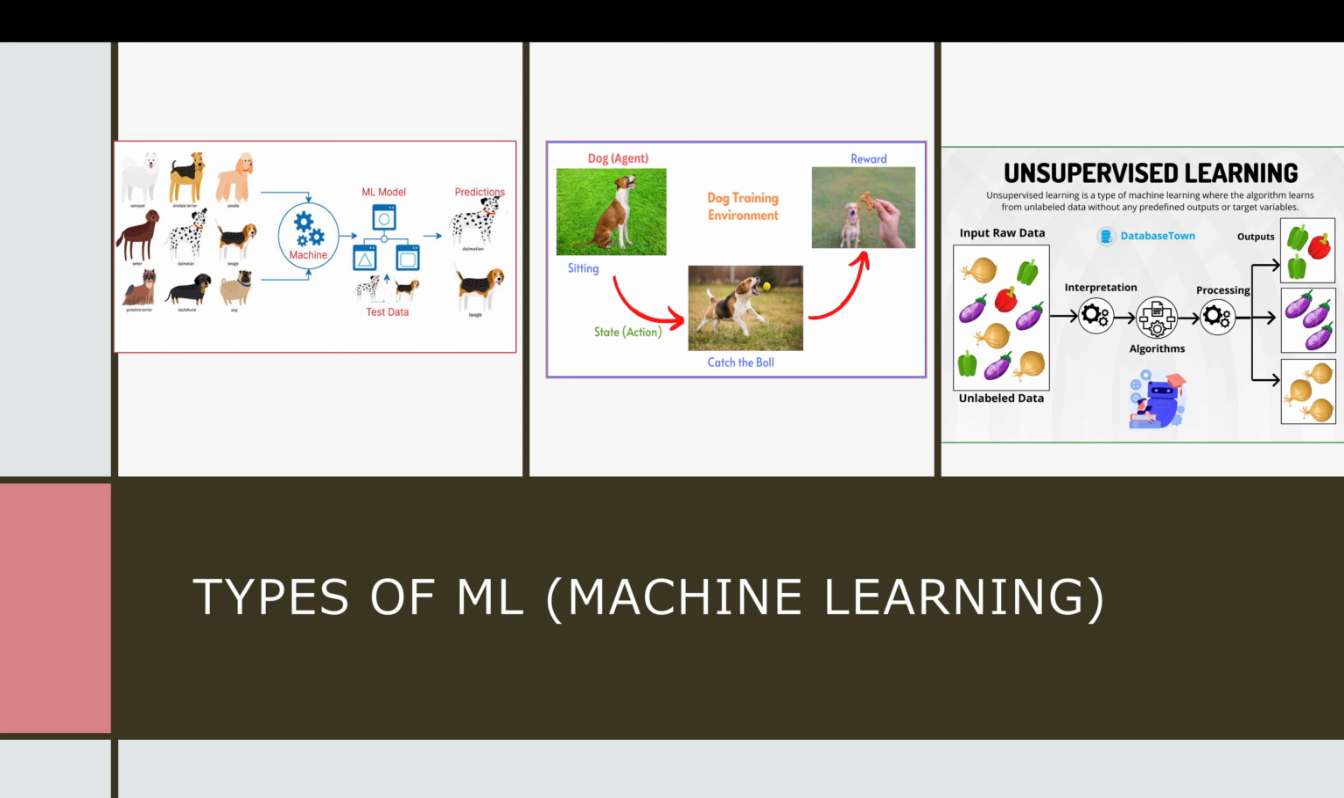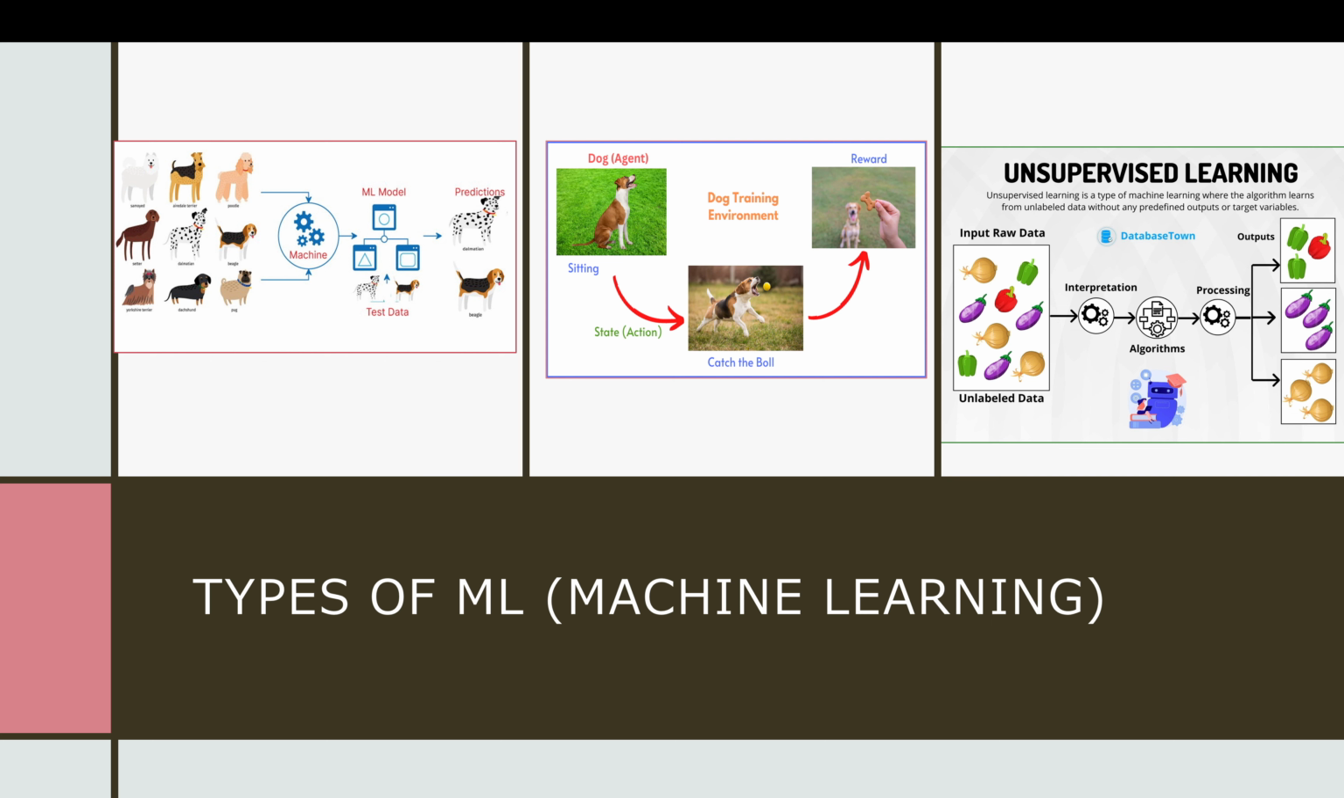Unsupervised learning. Here, we don't give the computer labeled examples. Instead, it tries to group data based on similarities. A real life example could be organizing photos into clusters based on similarities without knowing what's in the photos.